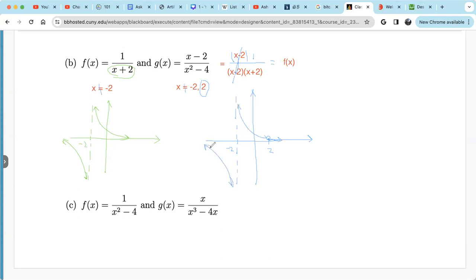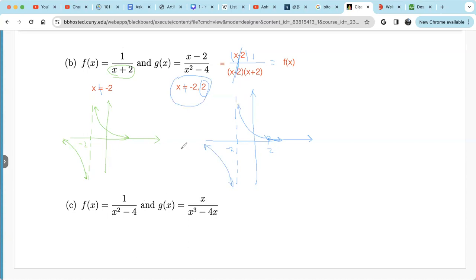Basically, the two graphs are the same except at one point, at x equals 2, y equals a quarter. This point is on the first one, but it's not on the second one. So that's the difference. This one we call a removable singularity, because it was supposed to be a vertical asymptote. However, because it is canceled, it became a removable singularity.